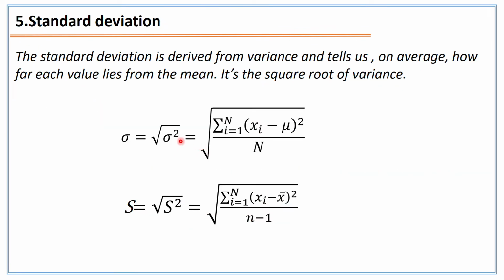Now we will see standard deviation. If you want to calculate standard deviation, you simply need to take the square root of the variance. Sigma square was the population variance and s square was the sample variance. So we just take the square root of it, and thereby we can calculate the standard deviation. So it is the square root of summation i equal to 1 to capital N, (xi minus mu) square, upon capital N, and if it is sample variance, in the denominator we will use n minus 1. I hope the formula is clear to you.